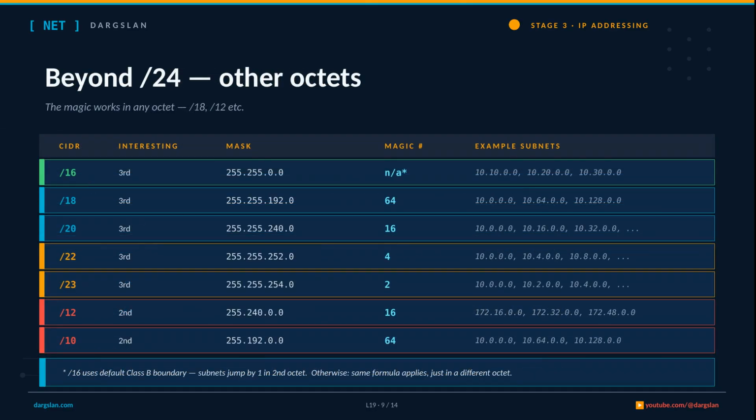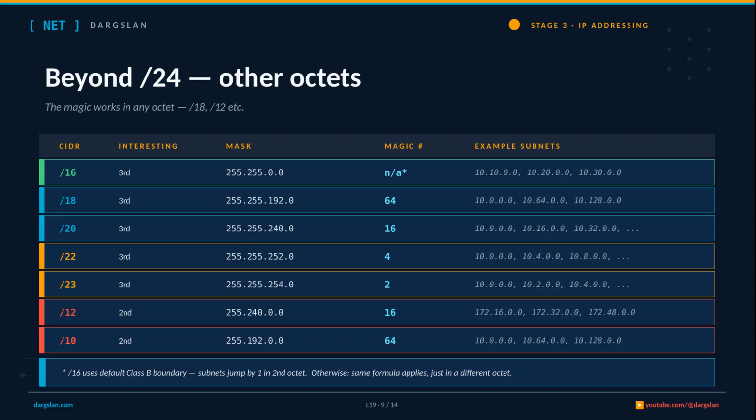Now here's the beautiful part. That same recipe doesn't just live in the 4th octet. Slide the mask left and the magic moves with it. A /18 puts the interesting octet in the third position with a magic number of 64, so your subnets land on 0, 64, 128 in that third slot. A /12 jumps to the second octet, stepping by 16. That's exactly how 172.16, 172.32, 172.48 line up. Find the interesting octet, do 256 minus the mask value there, and count.